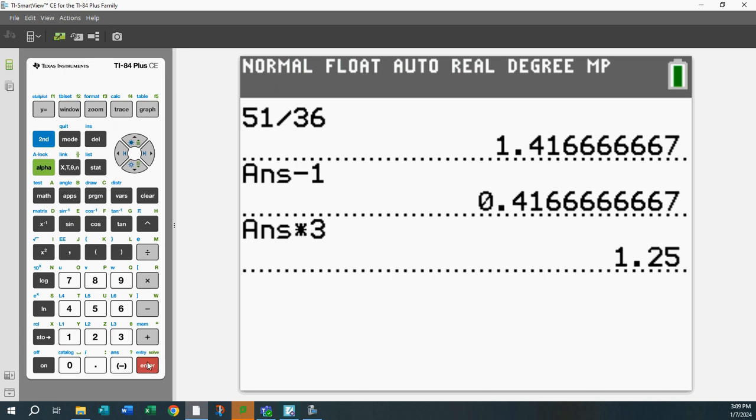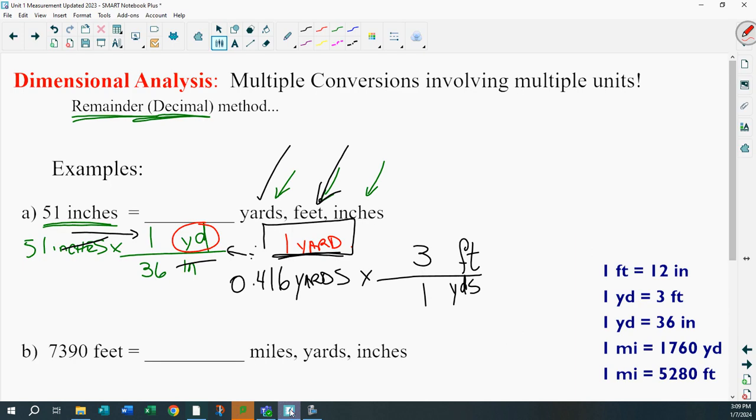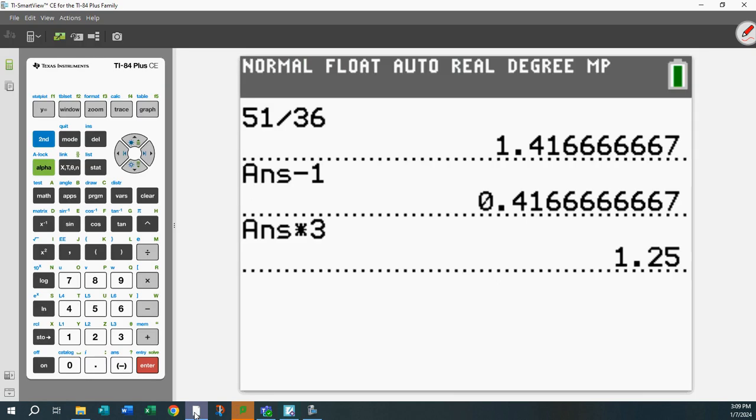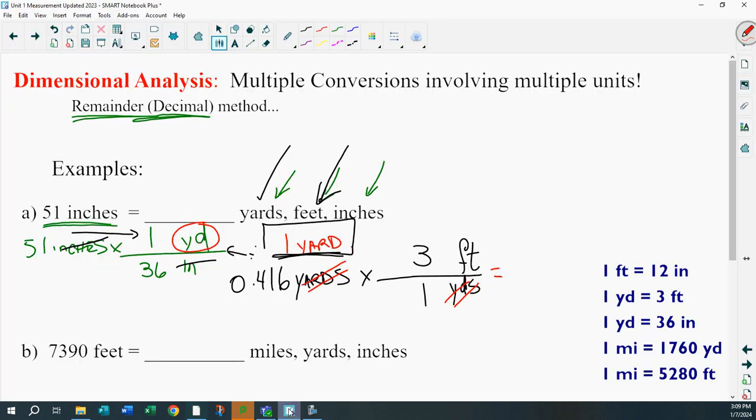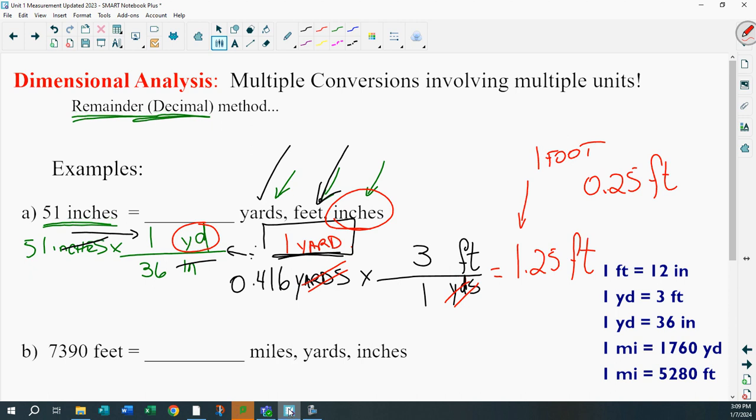I have 1.25. So what is this? Go back and say, well, yards cancels out. I'm in feet. How many feet? I have 1.25 feet. So what does that mean? Interpret this. I have 1 foot and 0.25 feet left. Take that now and convert it into inches. To convert that into inches, real simple.